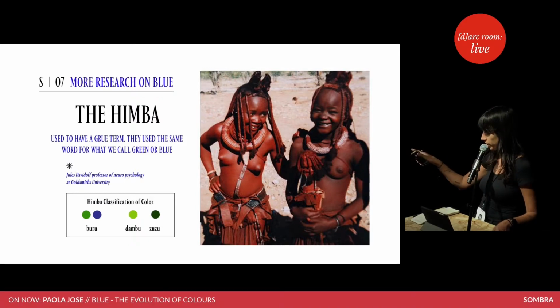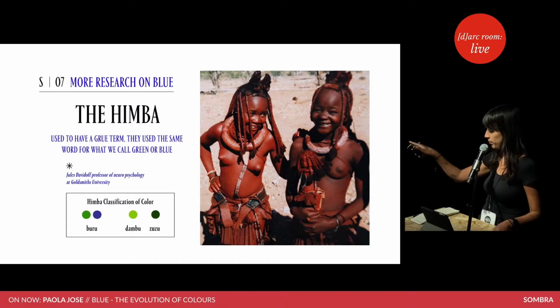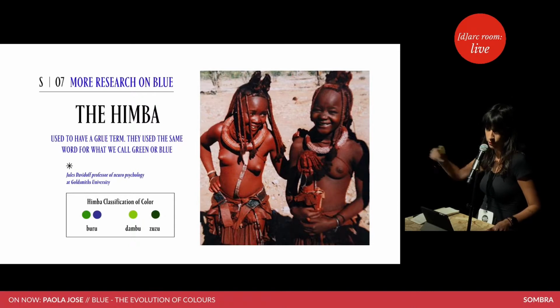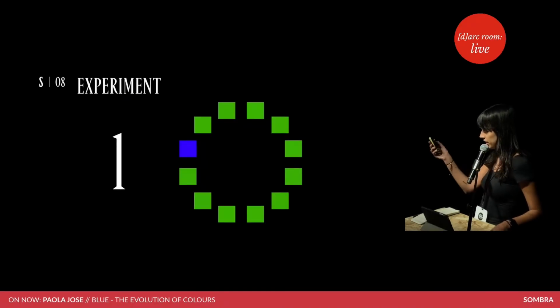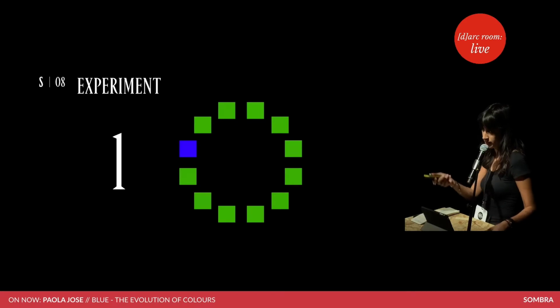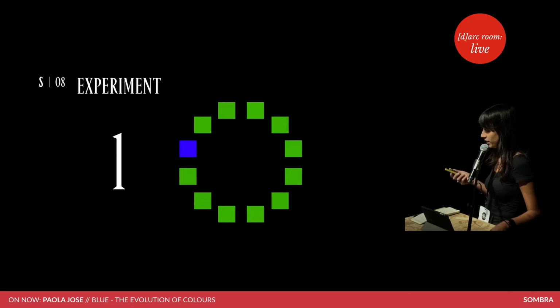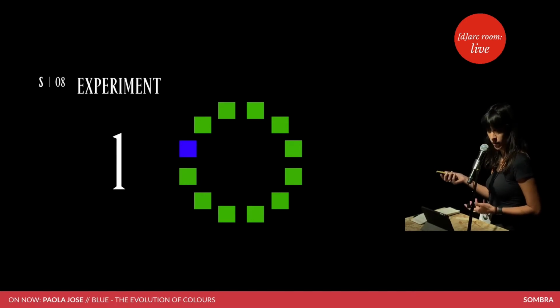So as you can see in this chart, they called Buru for blue and green, and Dambu and Zuzu for those two types of green that, of course, we don't have those words. So he performed in 2004 these experiments. He showed this chart to the Himba. So there's 11 squares, and one of them is different. You can see the difference clearly, but the Himba couldn't see the difference. The Himba had a hard time to recognize the blue square because they don't have a word for blue. So they couldn't recognize a different square.